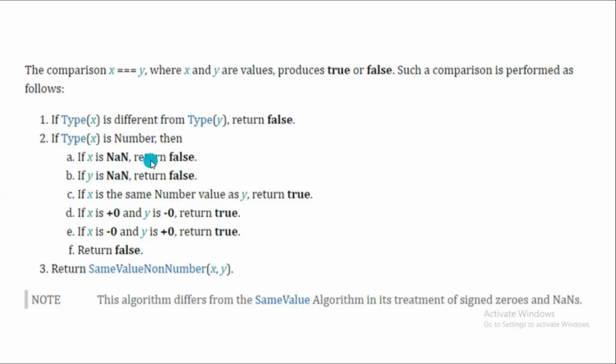Second case, let's say the type of X is number. Then what it is going to check? Check whether the type of Y is not a number. If it is not a number, whatever number you have on the other side, it is going to return false. Okay, and the same vice versa for Y also. The second case is also the same.